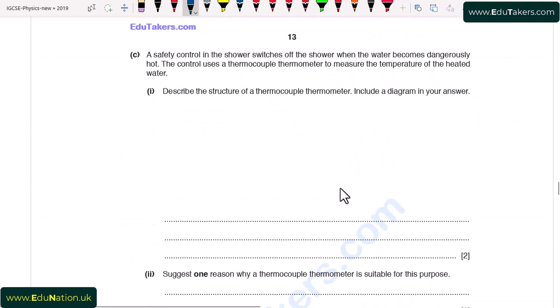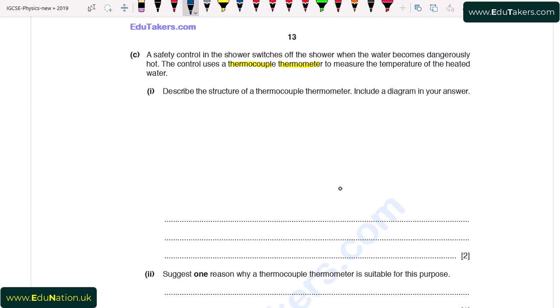Moving towards the next part of this question, that is part C. A safety control in a shower switches off the shower when the water becomes dangerously hot. The control uses a thermocouple thermometer to measure the temperature of the heated water. So which device are we using here? Thermocouple thermometer. Part 1. Describe the structure of the thermocouple thermometer. Include a diagram in your answer. Here we have to draw and explain what a thermocouple thermometer is.